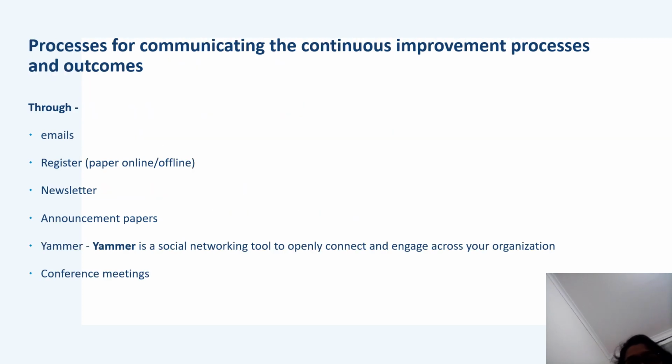Then there is a different process for how we can communicate in the continuous improvement process. If we make any changes, how can we communicate them among all our team members? We can communicate through emails, newsletters, and announcement papers. There could be conference meetings. There is a tool known as Yammer. Yammer is a social networking tool which can openly connect and engage more people and more organizations together.